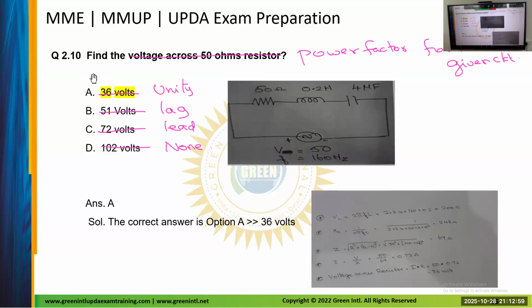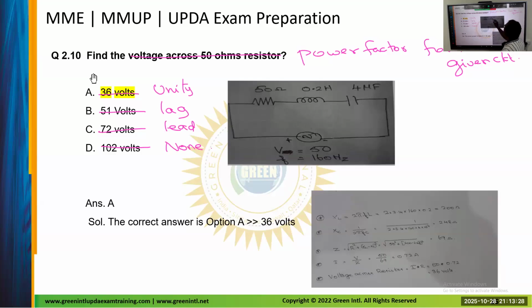So how do we find unity? It means the circuit has resistance, inductance and capacitance, but if it behaves as a resistance, we call it unity power factor. When is it a lagging power factor? If it behaves as an RL circuit, we have a lagging power factor. If it behaves as an RC circuit, leading power factor. But here all the components are present.